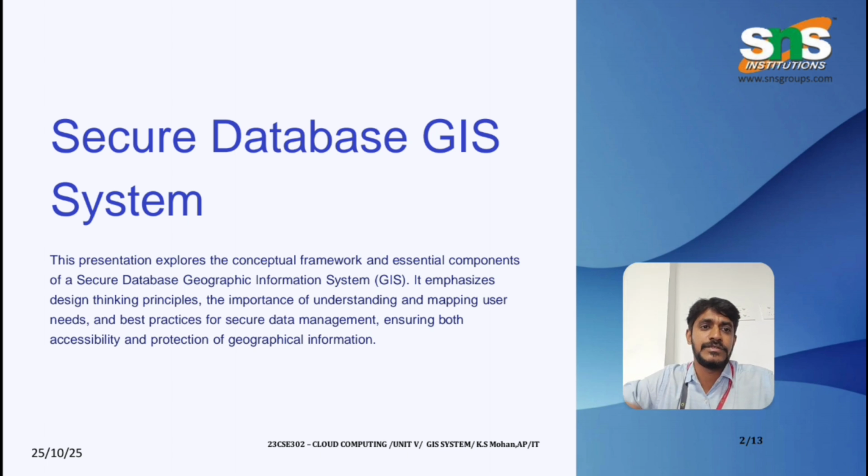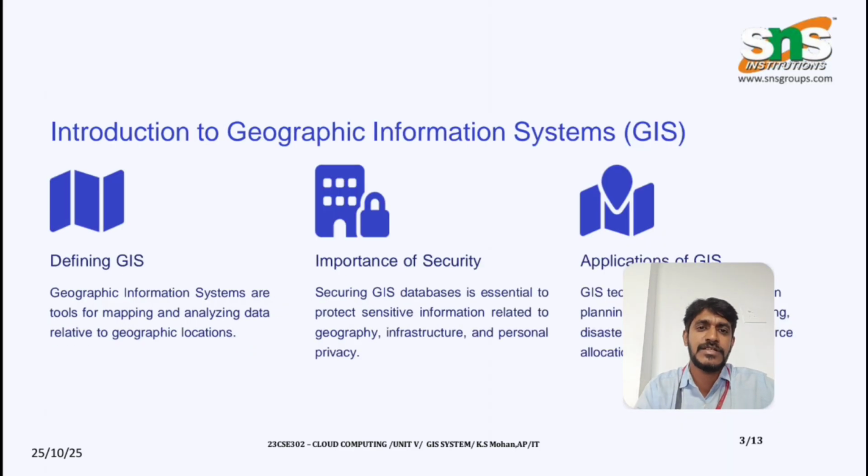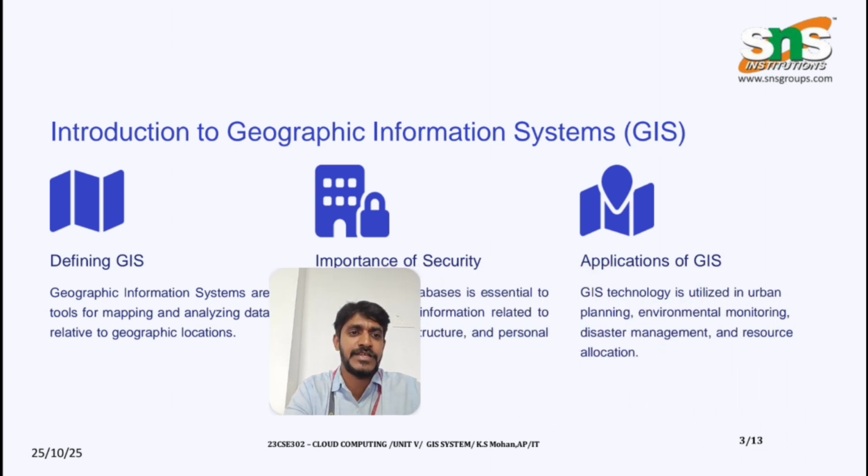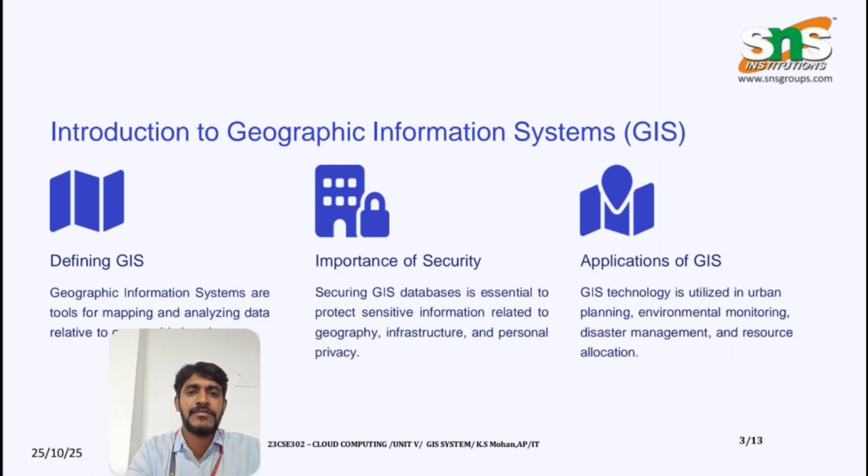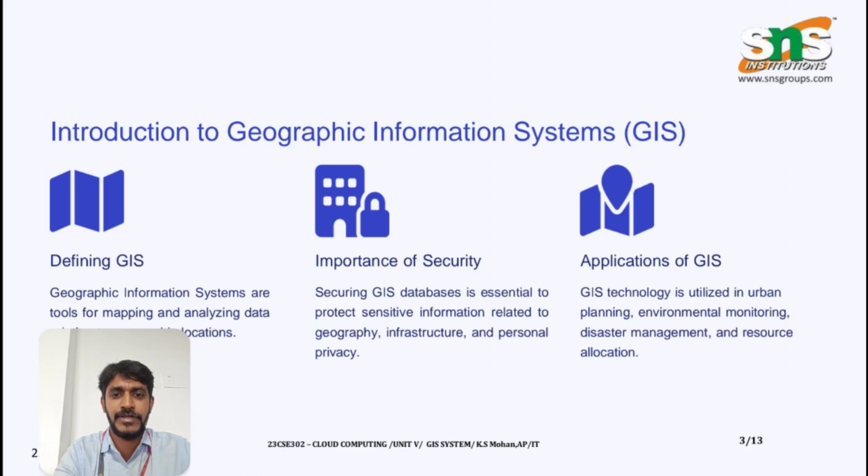GIS is nothing but a geographic information system. Geographic information system plays a vital role in the secure database. It emphasizes design principles, understanding and mapping user needs, and ensuring both accessibility and protection of geographical information. So let's discuss this kind of GIS. In this we have defining GIS.